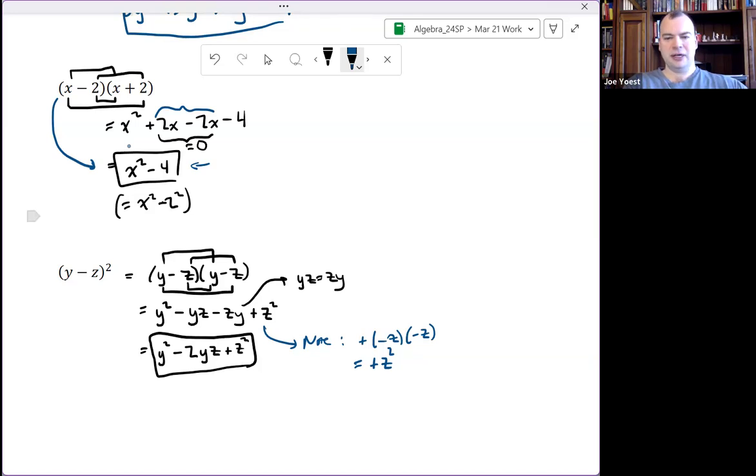And then down below, again, we could write this out in FOIL, but I recognize that really this is a binomial times a binomial with the same two terms where they both have the same sign, right? So up here, we switch sign going from one to the other. Down here, we keep the same sign going from one to another.